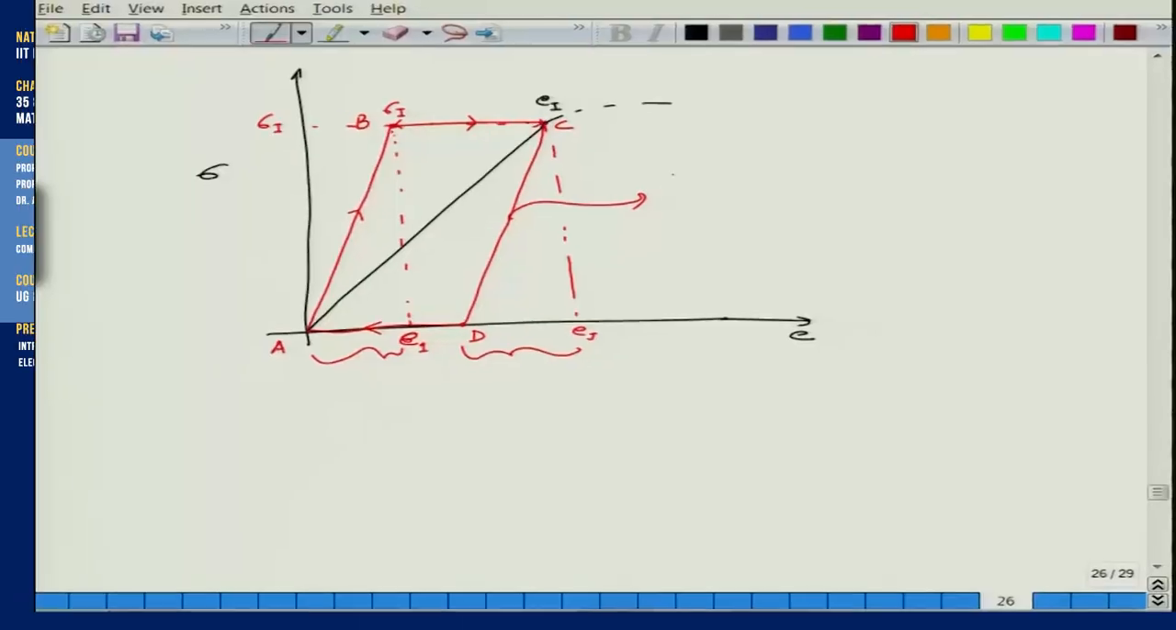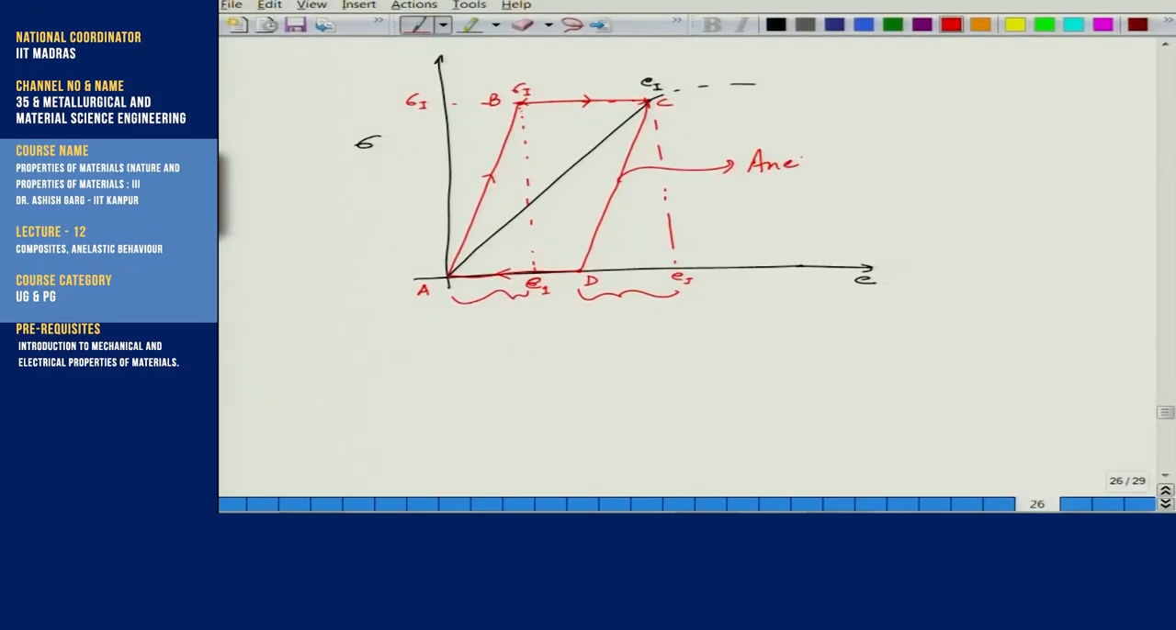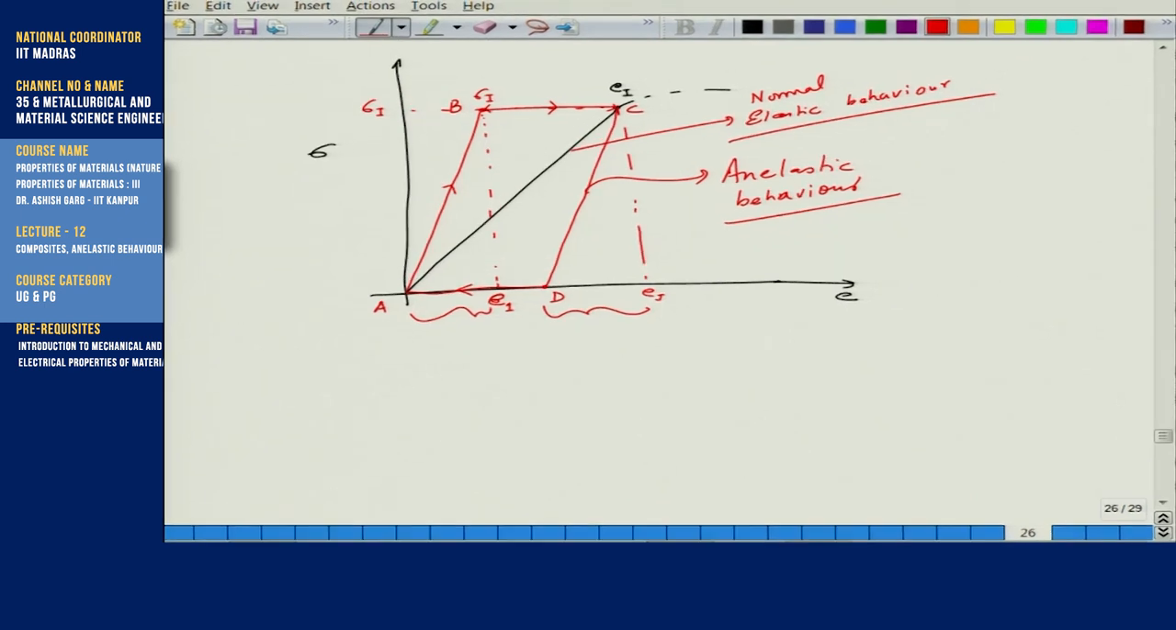So, this is essentially the anelastic behavior, and this is the normal elastic behavior, and we will see the microscopic mechanism and thermodynamic reasoning behind it in the next class.